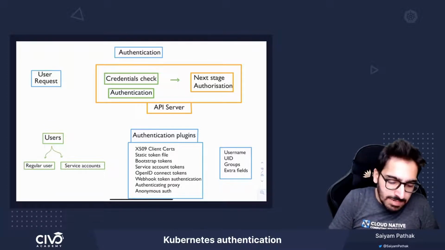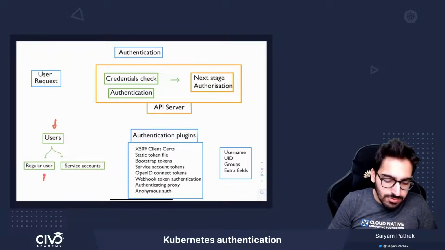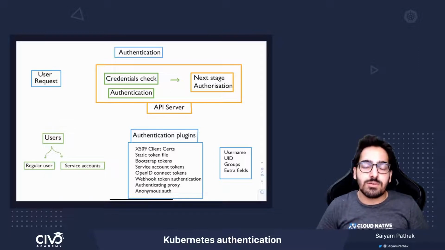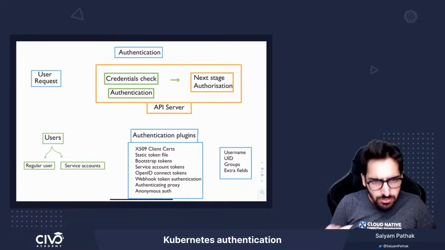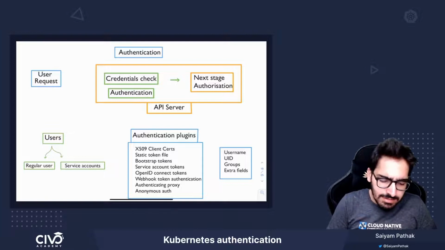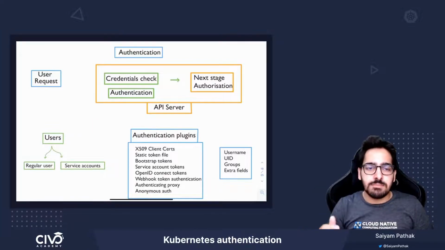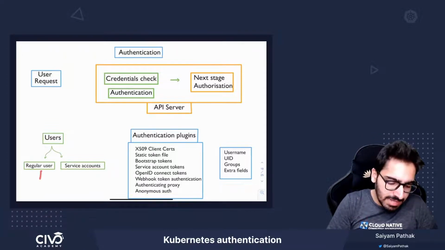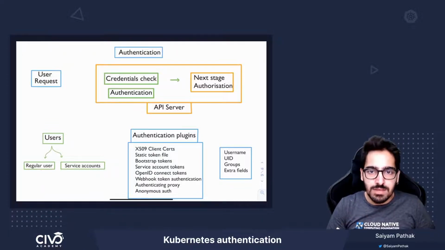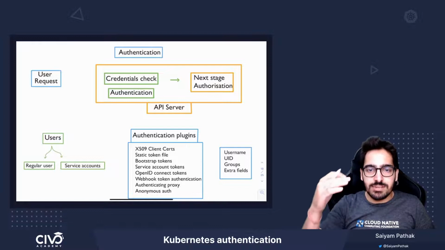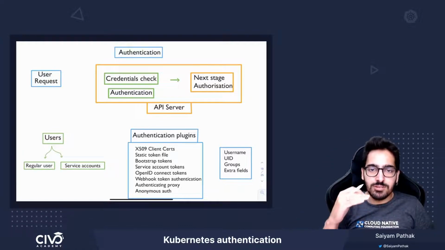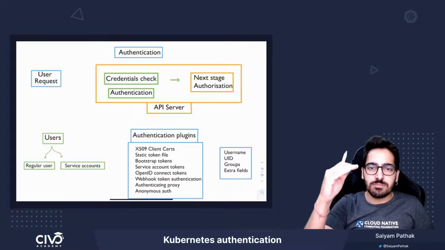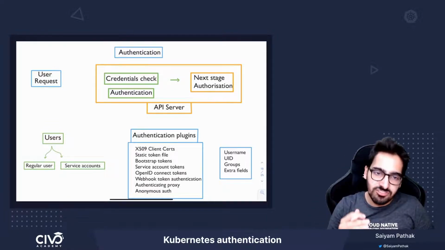Now, there can be two types of users. First is a regular user and second is the service account. The regular users are basically human users, and there is an external user management system that manages them. So, the regular users are not managed by Kubernetes, and even the credential check happens via the external management system. So the authentication will do a call to the external management system and then the credentials will be checked.